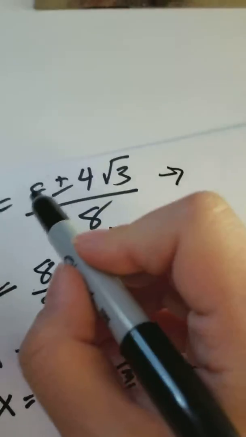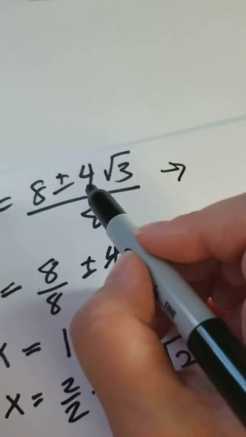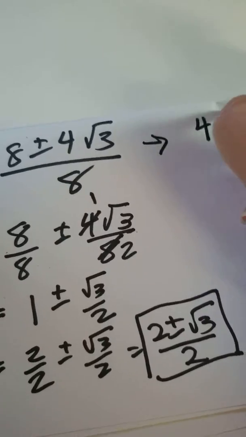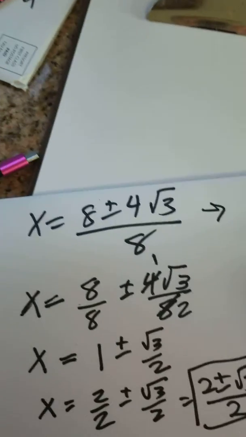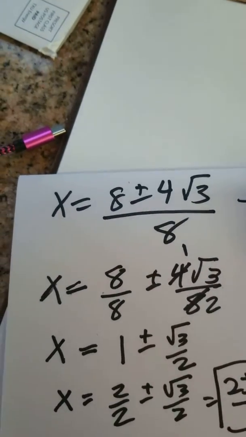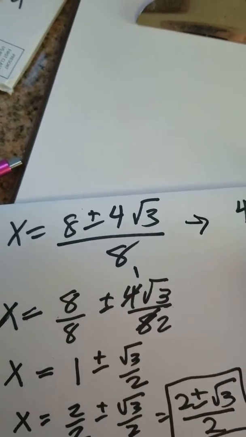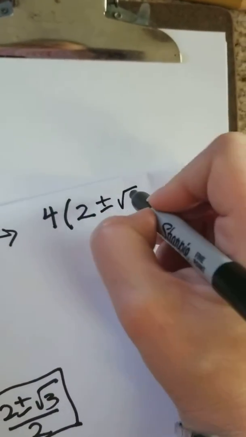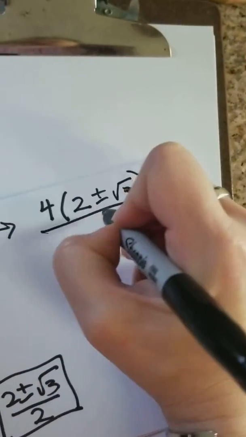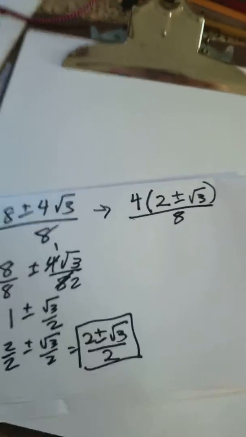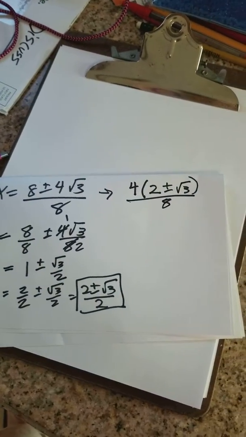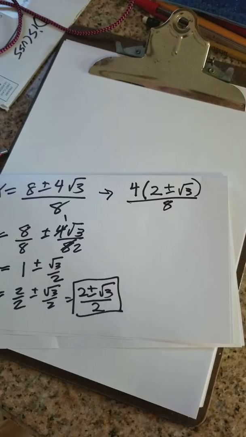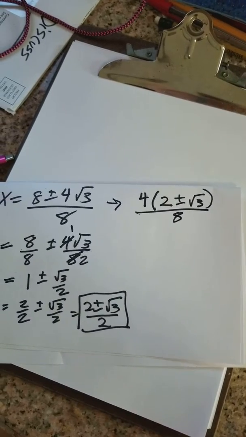You notice these two terms have 4 in common, so we could have pulled the 4 out, giving us, so 4 times what gives you 8? That'd be 2. 4 times what gives you 4 square root of 3? Well, that would be plus or minus square root of 3 over 8. So seeing those all together, notice that is equivalent. You could multiply that out and get the same thing numerator-wise as you had on the left.